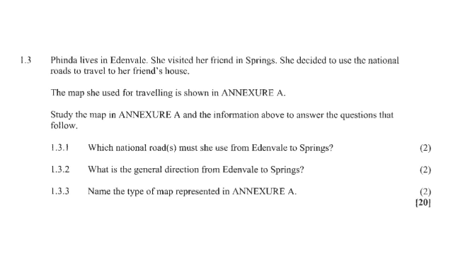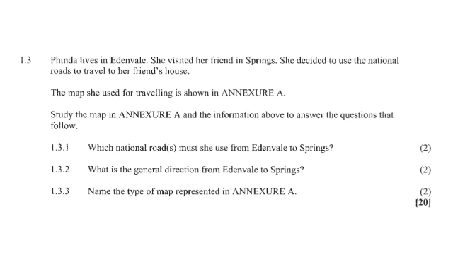and it shows you that you are going to have 5 kg required. In 1.3, Pinda lives in Edenvale. She visited her friend in Springs. She decided to use the national roads to travel to her friend's house. The map she used for traveling is shown in Annexure A.